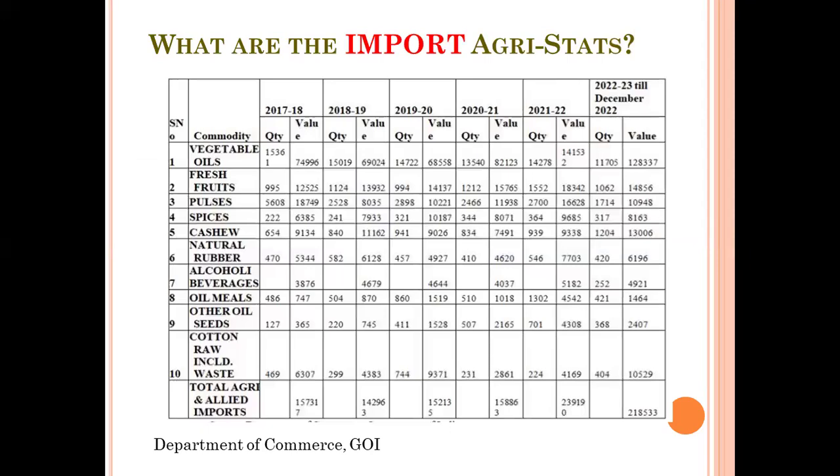Let's talk about the import. As I said, India has a diverse agroclimatic condition. Then why are we importing some commodities from other countries? You can see the most imported agriculture commodity from other countries is vegetable oil, followed by fresh fruits, pulses and spices.